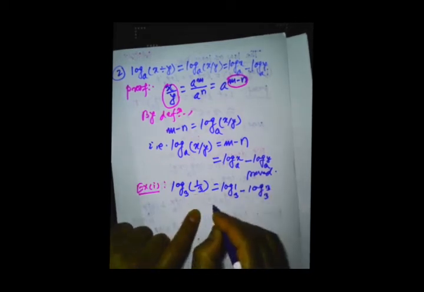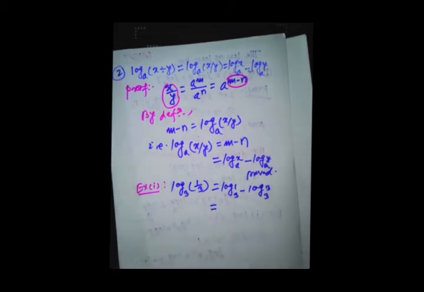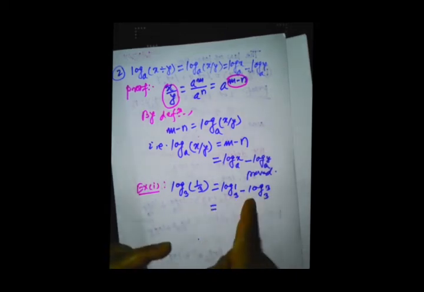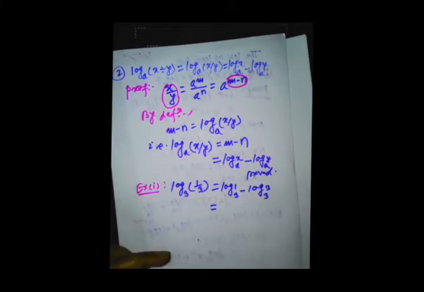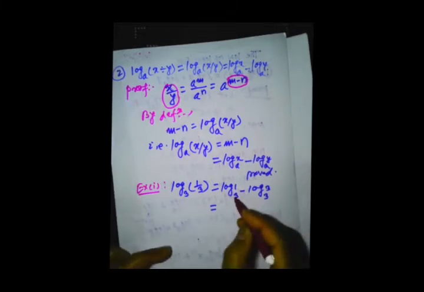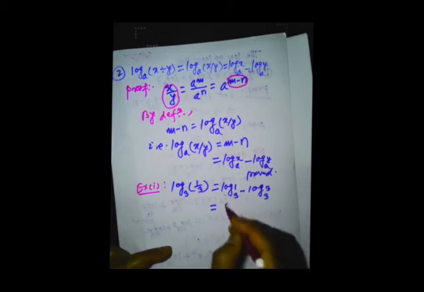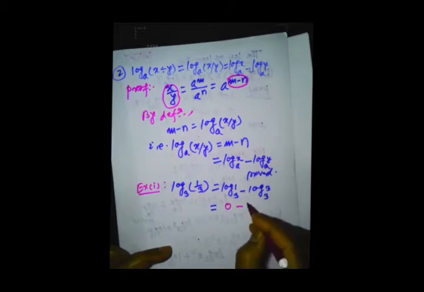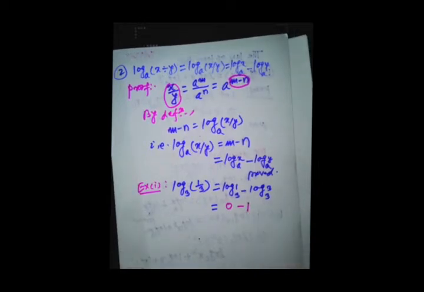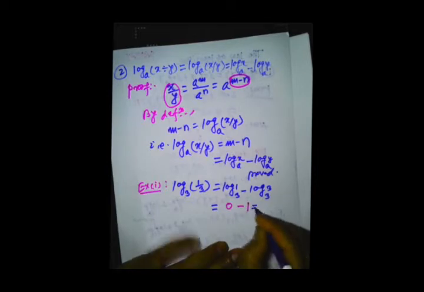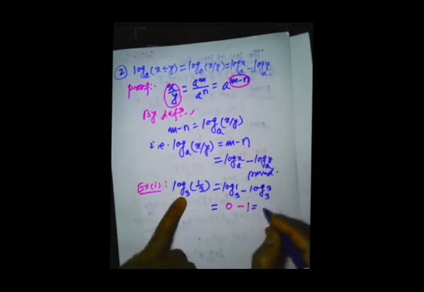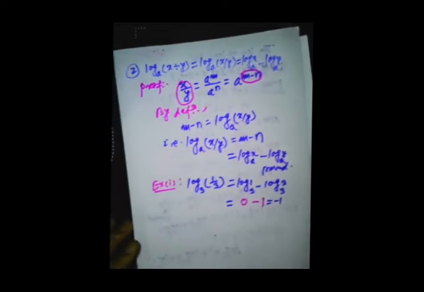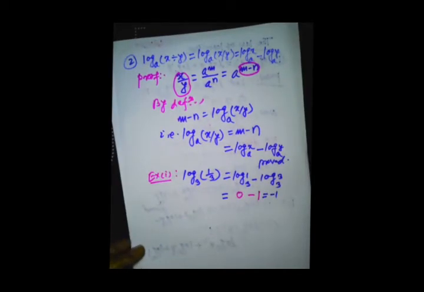Fortunately, in this case we are able to calculate these log values without using a calculator. You can see here that log of 1 to any base is always 0, and if the number and the base are the same, we know that this value is going to be 1. So finally you have the value of this log as minus 1. So this is one of the examples.